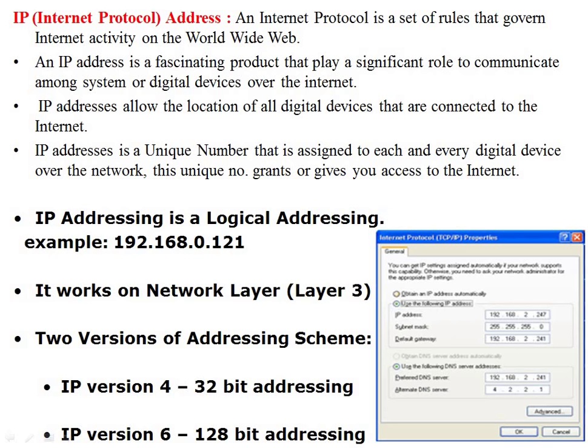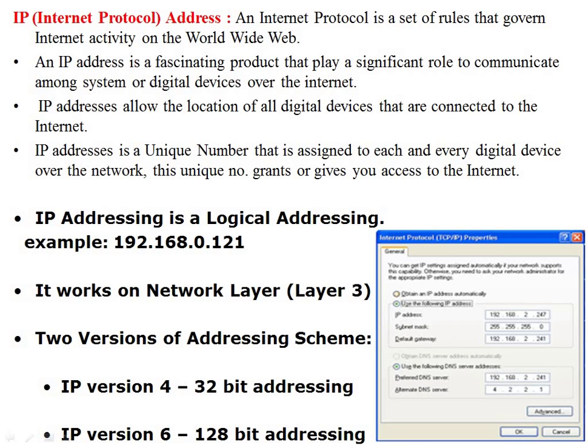So by the IP address we can access each and every system over the network. An IP address is a unique number that is assigned to each and every digital device over the network. This unique number gives the sender, receiver or any subscriber access to the internet. That's why an IP address is known as the logical address.